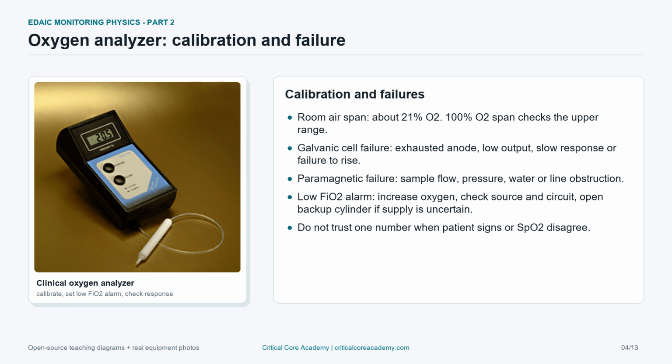A paramagnetic analyzer is fast enough for breath-by-breath inspired and expired oxygen, but it needs good sampling conditions. Water, blocked sample lines, incorrect flow, leaks, or pressure changes can create errors. In the exam, always connect the failure mode to an action. Increase oxygen, check the circuit and source. Use the backup cylinder if supply is uncertain, and verify with the independent oxygen analyzer.